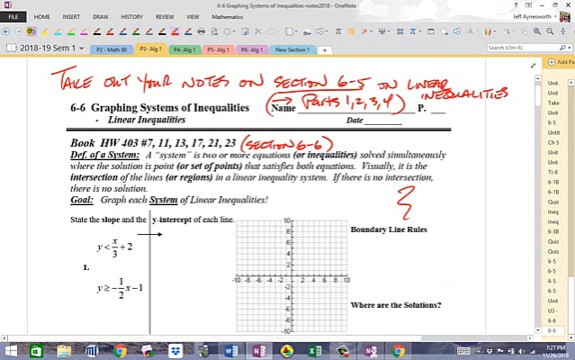Hey everybody, this is Mr. Ainsworth again, and we are going to get into how to graph systems of inequalities here.